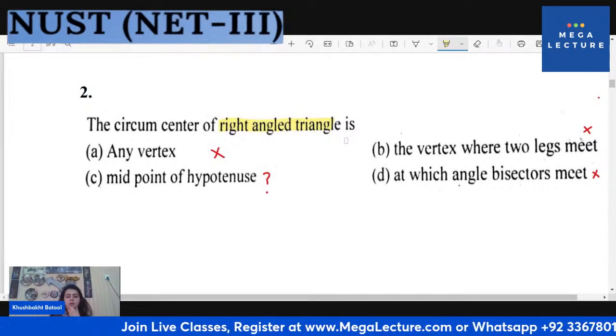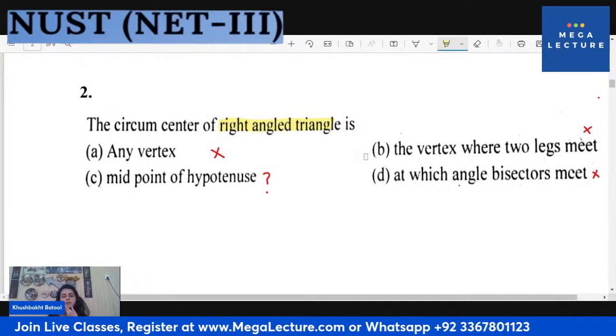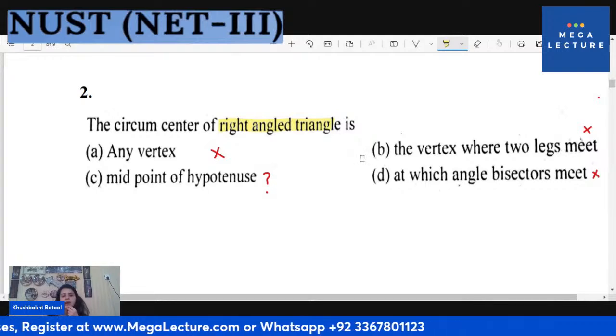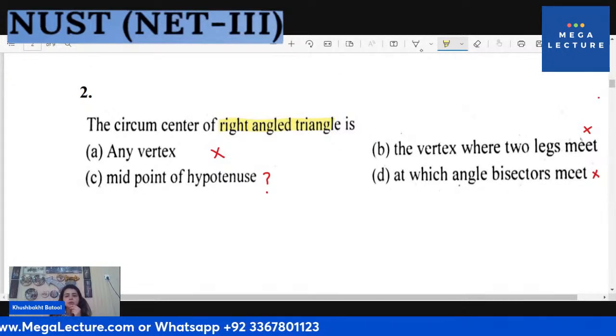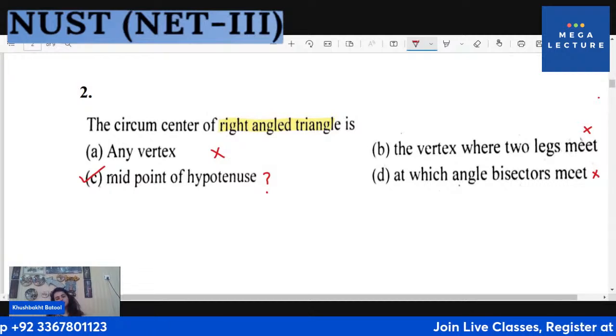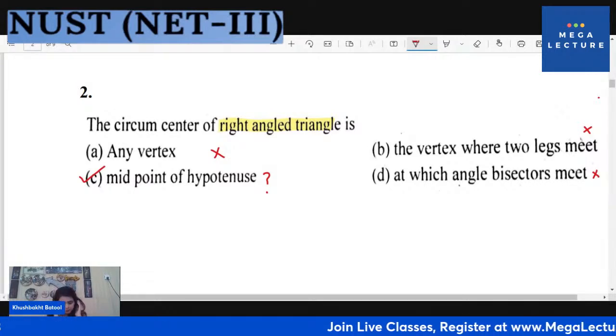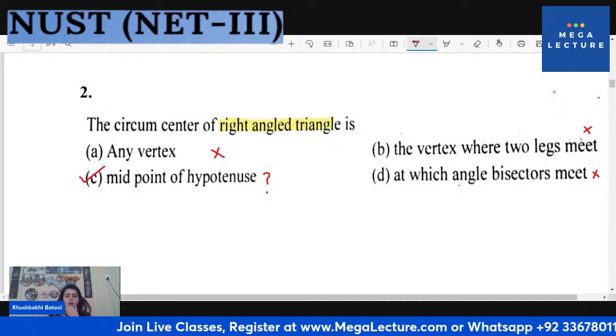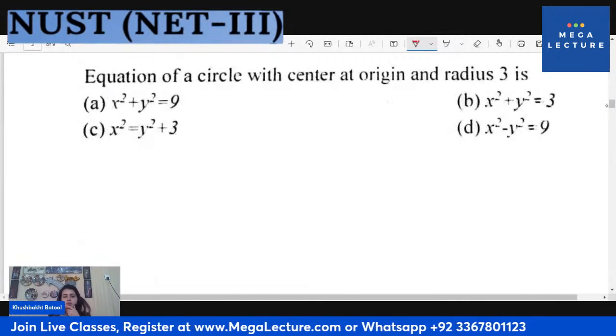Okay, so the answer for this one, the circumcenter of a right angle triangle is the midpoint of the hypotenuse. So the answer is going to be C in this case. Okay, now we know after applying the logic why C is the answer. All right, let's talk about the next question quickly.